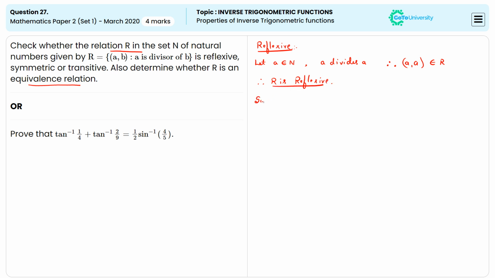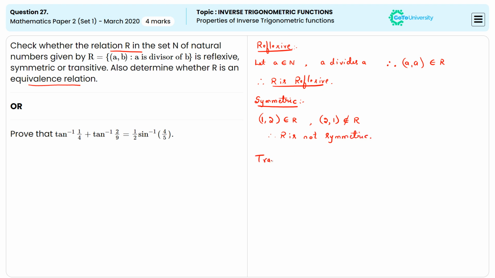Next, let's move on with the second one, which is symmetric. In order to solve for symmetric, let me take one basic example. Let (1, 2) belong to R. Since (1, 2) belongs to R, (2, 1) should also belong to R. But if 1 divides 2, 2 cannot divide 1. So with this I can say (2, 1) does not belong to R. Therefore, R is not symmetric.